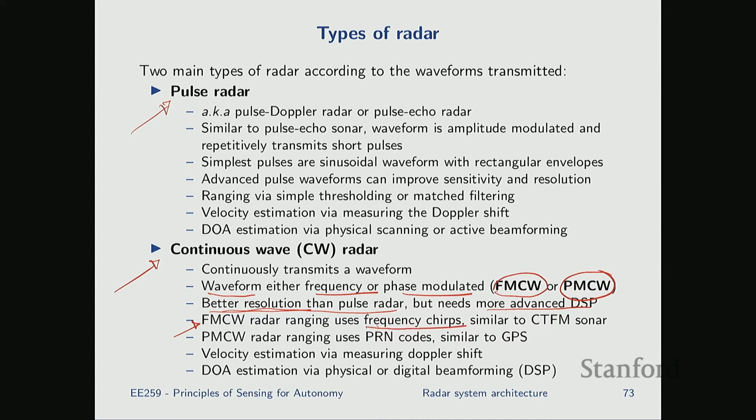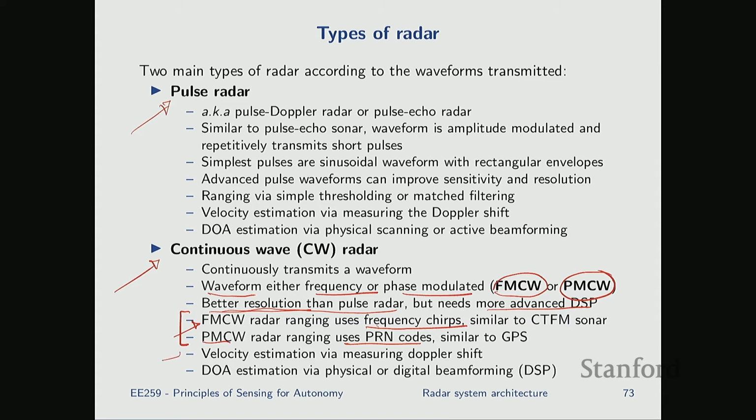So it sends these linear frequency chirps and uses those for ranging. PMCW operates exactly like the GPS. So it uses PRN codes to do ranging based on correlations. So both of these you kind of have seen before. You know how they're going to operate. But again, as usual, the devil is in the details. So we'll see there's details specific to radar, which makes the DSP very different, say, from sonar or GPS.